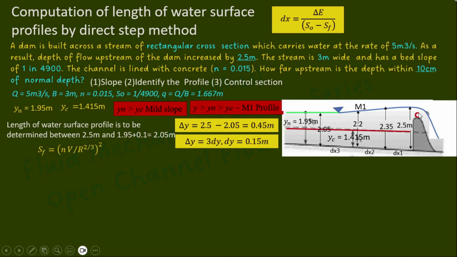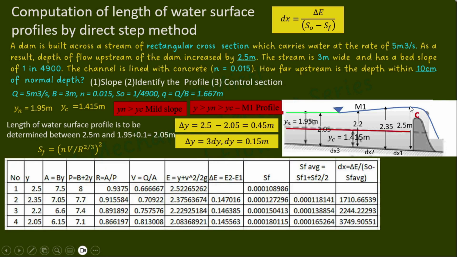This calculation is better explained by referring to this table. The starting depth is the depth at the control section, that is 2.5 meter. For this depth we calculate area, perimeter, hydraulic radius, velocity and the corresponding specific energy. We also calculate the Sf at this section. That is the starting section, and the same calculation proceeds for the flow depth of 2.35 meter. We continue the calculation up to this point.